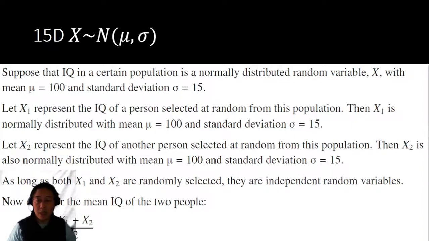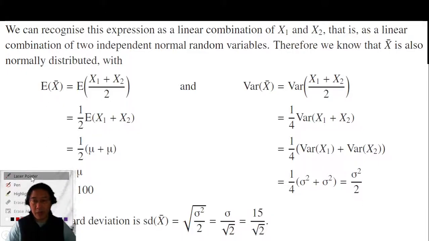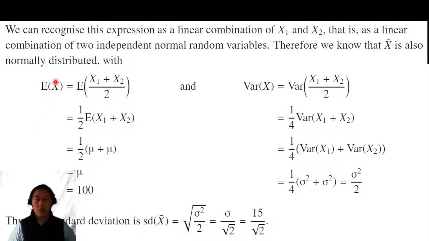So the mean will be x1 plus x2 over 2, which is a linear combination. We're going to do a little bit of manipulation like what we did in the previous exercise, which is we want to determine, for that new variable x, its expected value and its standard deviation. So we apply the formula to determine the expected value and the variance.